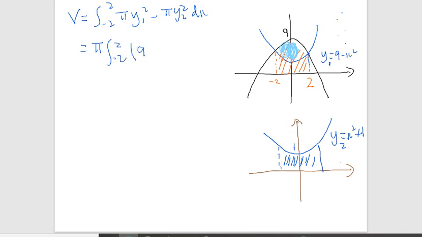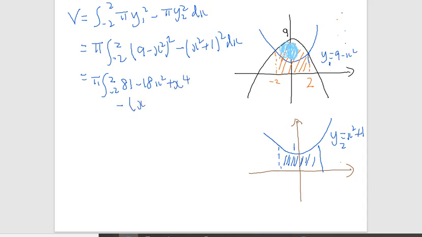y1 squared is (9 minus x squared) squared. Then minus y2 squared, which is (x squared plus 1) squared dx. So this is what you should be doing. So it's pi integrate from minus 2 to 2. And then we can expand this out, which will give you 81 minus 18x squared plus x power 4 minus x power 4 plus 2x squared plus 1, then dx.